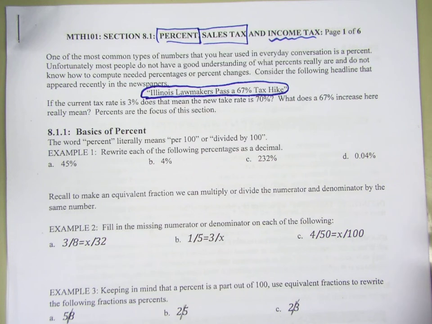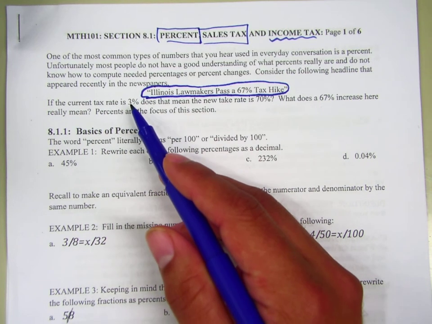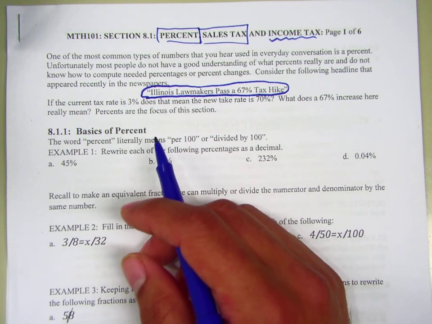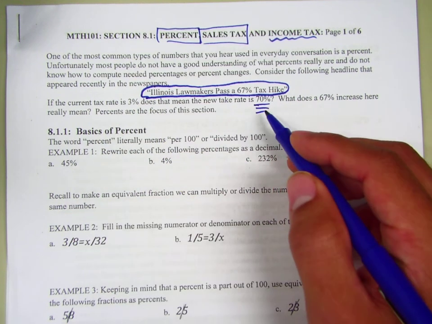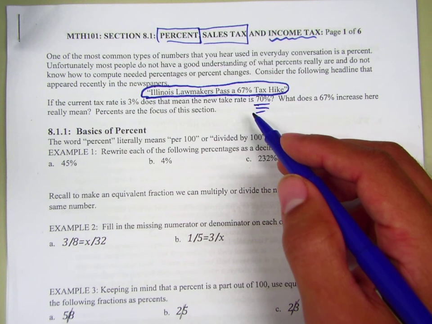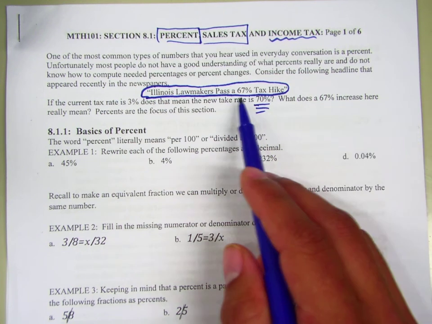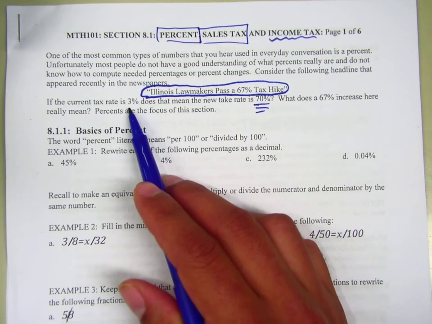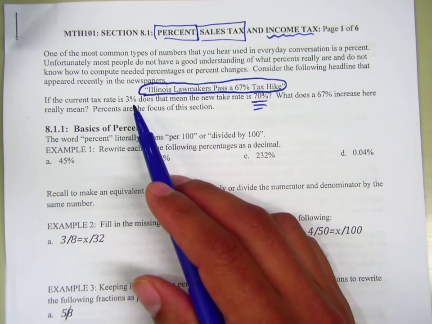So, here's a good example. Let's say something is currently taxed at 3%, and they say, oh, now there's a 67% increase. I don't think that means that taxes are now 70%. Do you guys understand that? What they mean is that the increase was 67%, which in this case would actually be a 2% increase. So now instead of 3%, it's 5%. Okay?